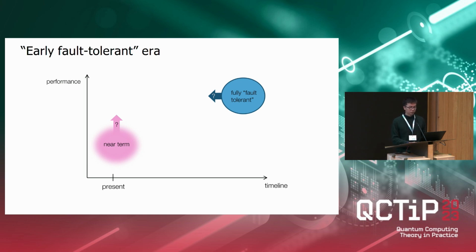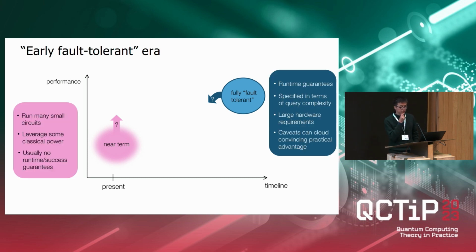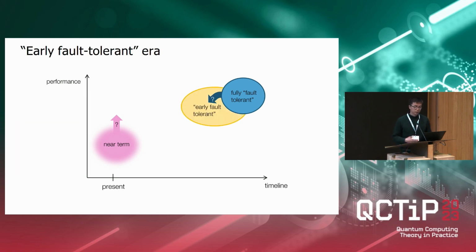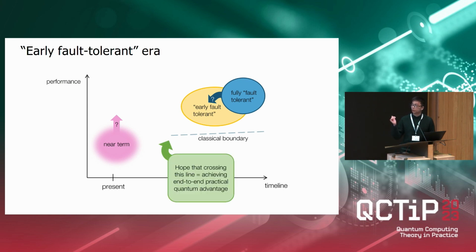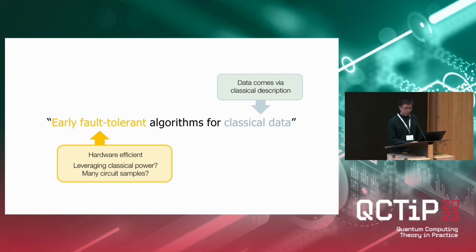However, if we really lean into this direction and make this our main goal, we could also ask, for instance, how hardware efficient can we make these if we allow for some potential, even small, dip in performance, right? So this potentially motivates searching for a third category of algorithms which may draw from these two regimes. And so this motivates searching for the so-called early fault-tolerant regime of algorithms. And the hope is that this will still lie above some classical boundary such that crossing this boundary will correspond to achieving some practical advantage. So this is what we mean by early fault-tolerant.